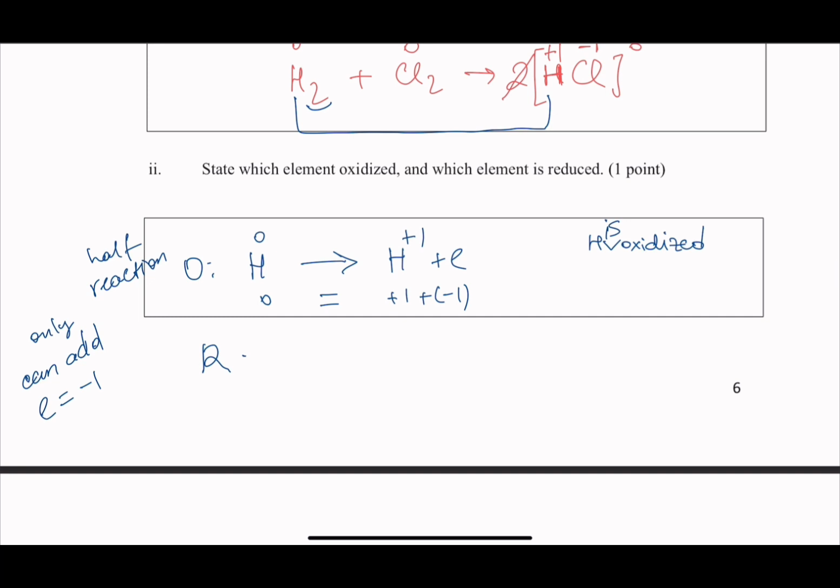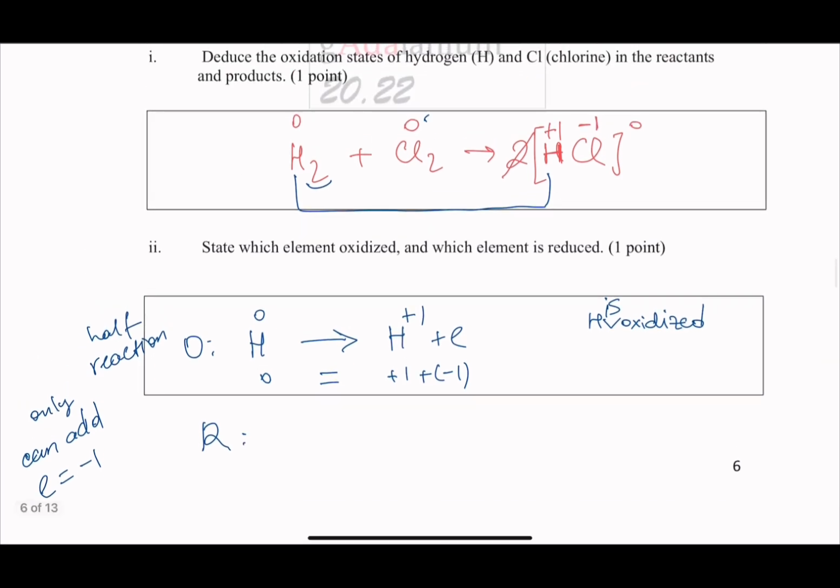And then we look at another change. Chlorine went from 0 to -1. So the number mathematically dropped down. Okay, -1, we do a charge balance. We know because mathematically the number went down, it is reduction. So we say chlorine is reduced.